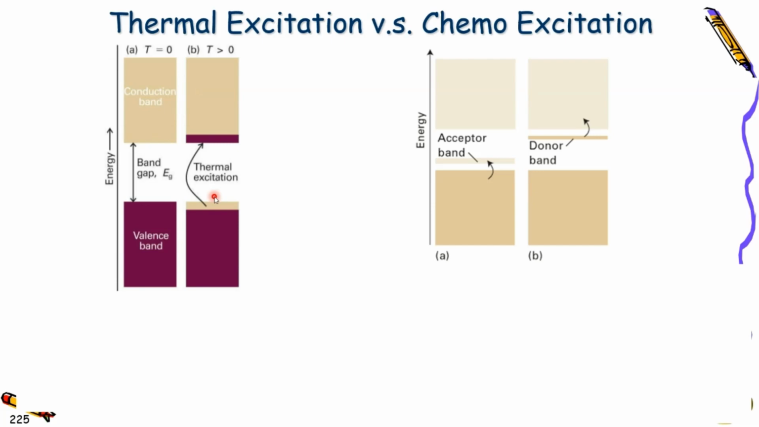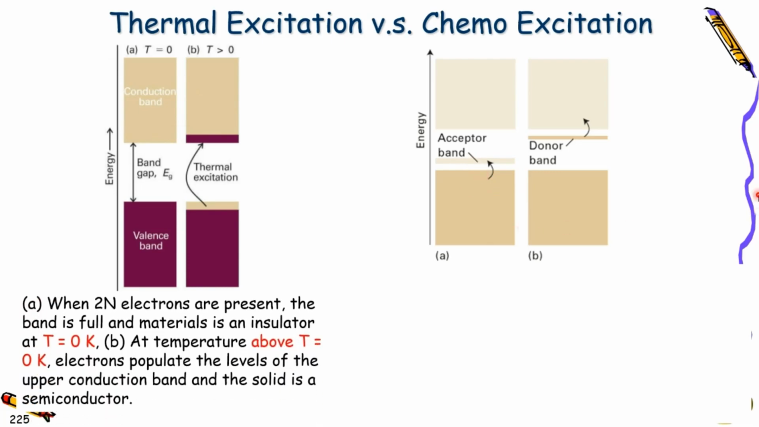However, for chemical excitation, it doesn't require large energy. So if you have a band here, you can move the donor electron from here to here. You can move the hole from here. Please review this by yourself.